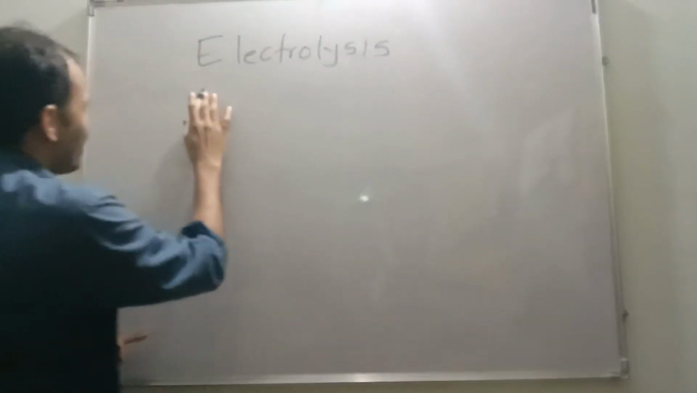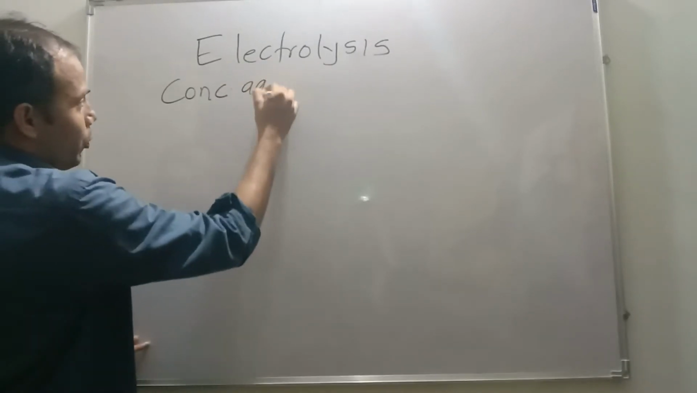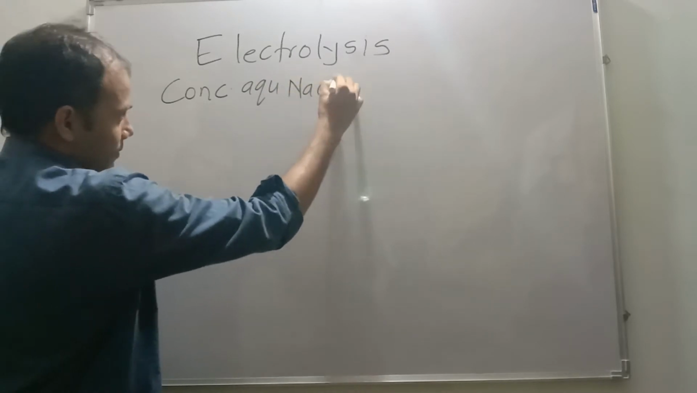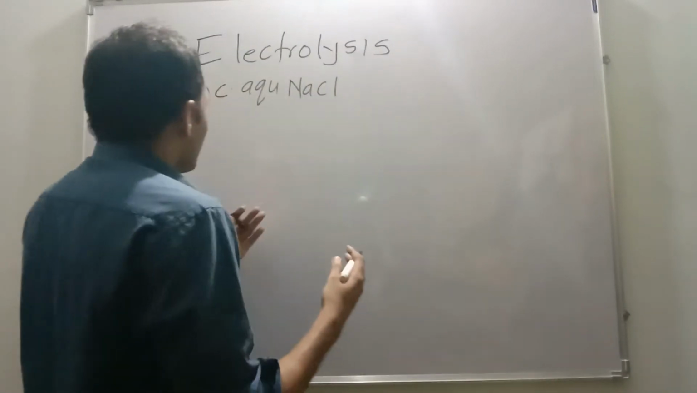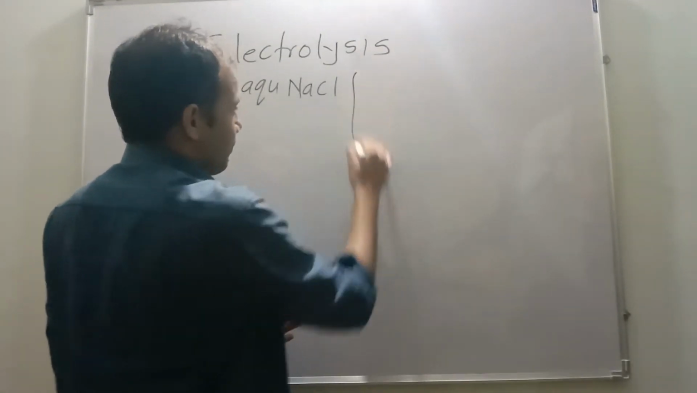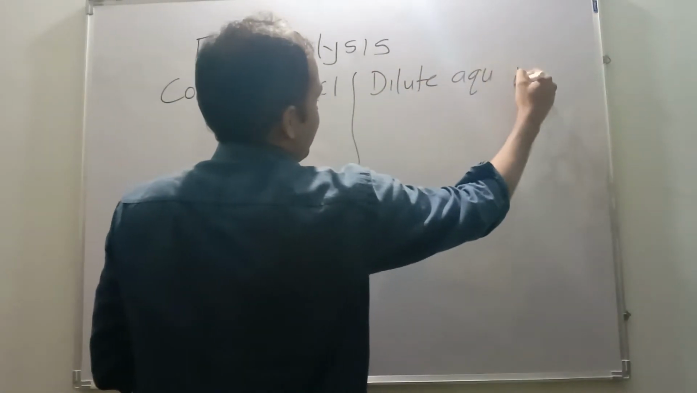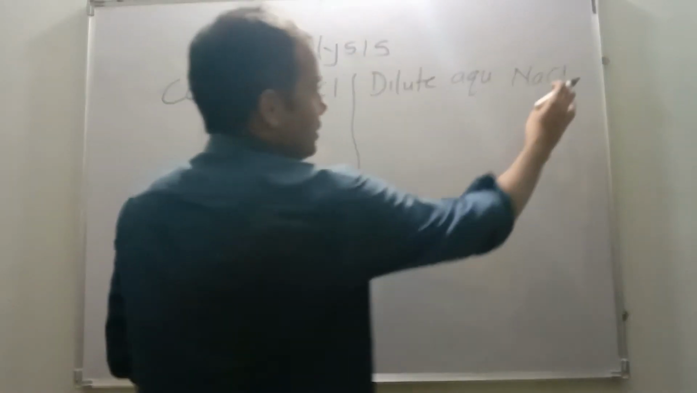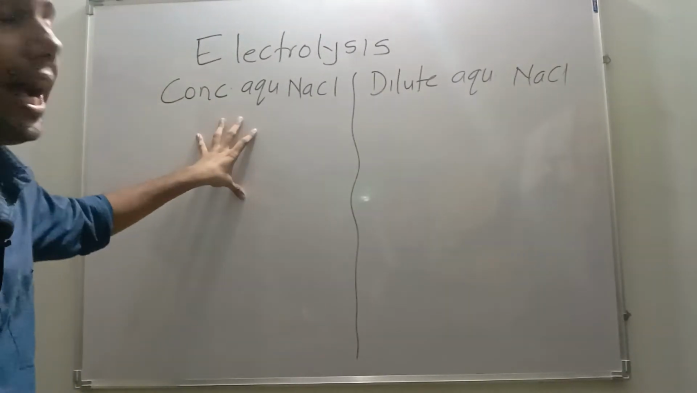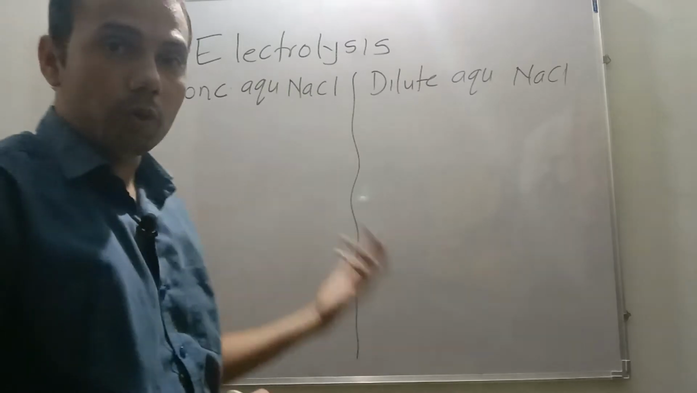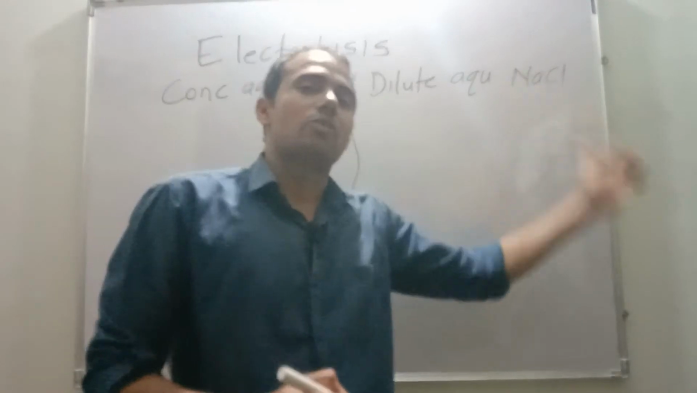Electrolysis, and in one case we are doing concentrated aqueous NaCl, and in another case we are going to do the electrolysis of dilute aqueous NaCl. So let us check out the difference. What is the product which is going to form at the cathode in this case, or anode, and what is the product which is going to form at the anode and cathode in the case of this one?